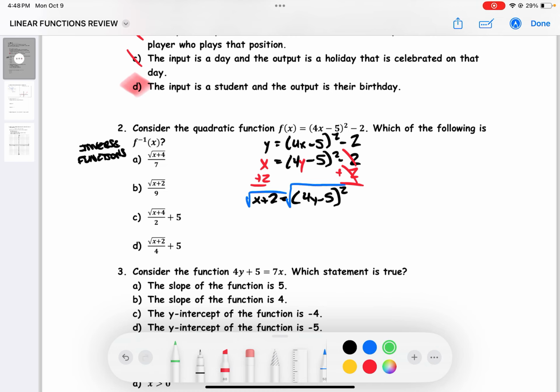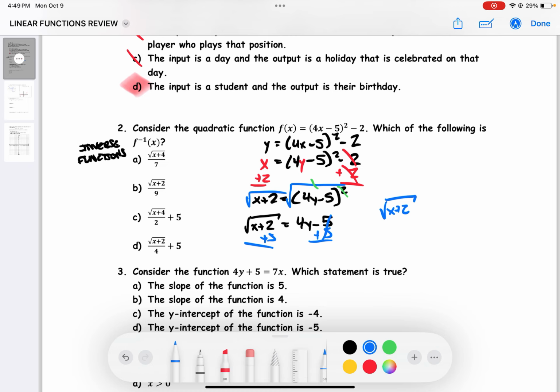Right, and I do this because the square root is the opposite of squaring. So, following that logic, we have the square root of x plus 2 equals 4y minus 5. Now the square's gone. And from this point, it is our regular equation solving skills that we know and love, right? I can add 5 to both sides. The square root of x plus 2.